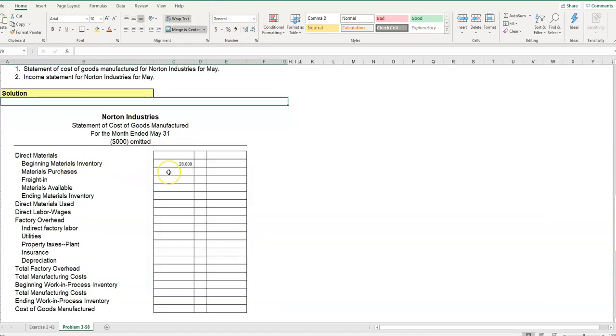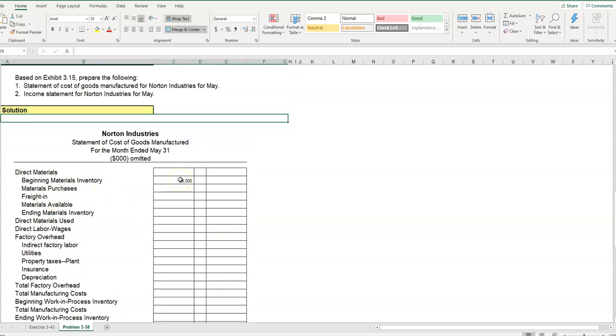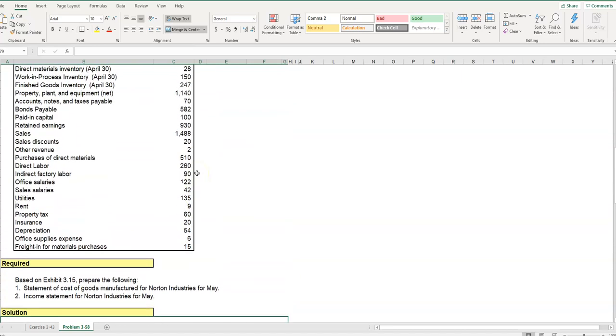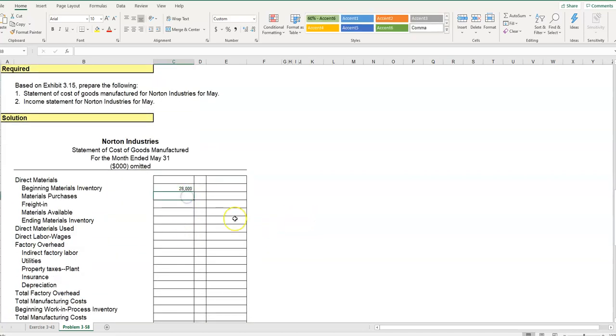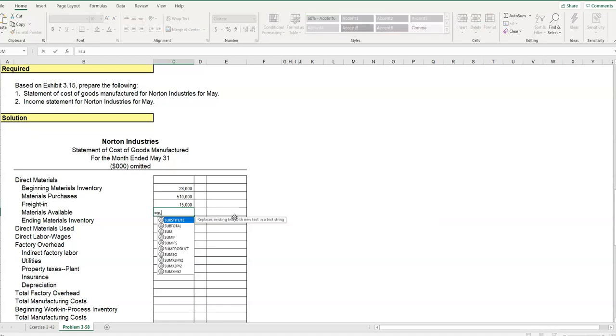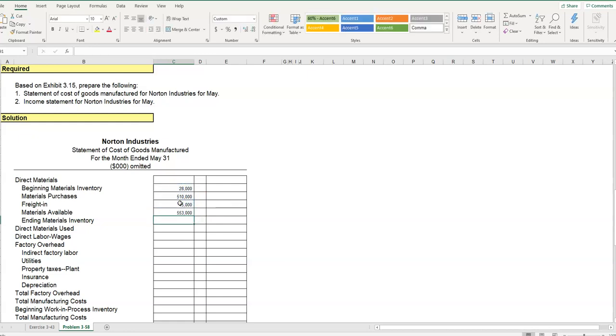We then add our materials purchases and our freight in. So we look for our purchases of direct materials. We see 510,000, and our freight in 15,000. So materials purchases of 510,000 and freight in of 15,000. We add those together, and that amount is our materials available for production.